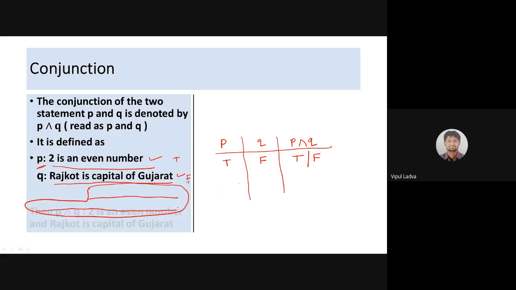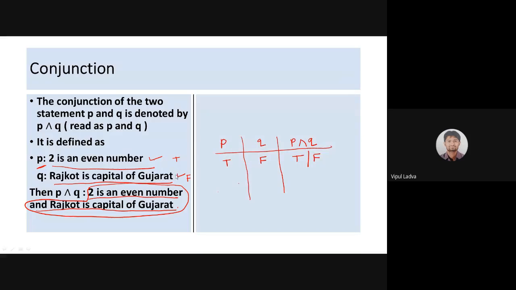P is an even number. Q, the statement says that Rajkot is the capital of Gujarat. We know that the truth value of P is true. The truth value of Q is false. Now, if I go for the conjunction of P and Q, the statement will be: 2 is an even number and Rajkot is the capital of Gujarat. Now, if we focus on the truth table, the truth value of P and Q, we know the truth value of P is true.